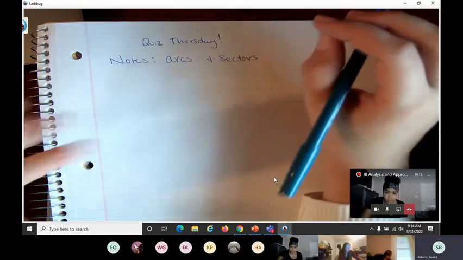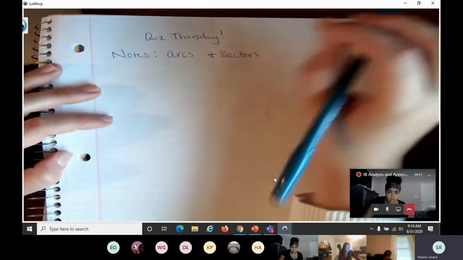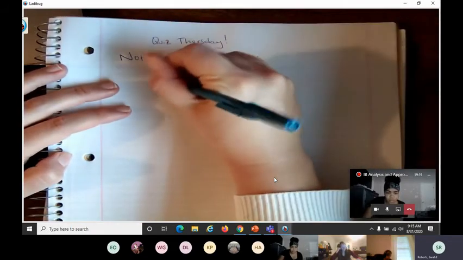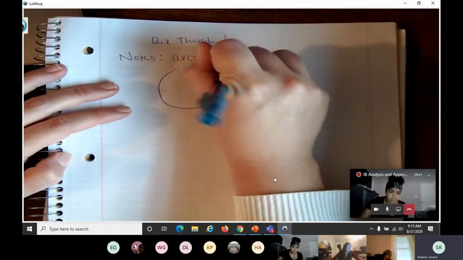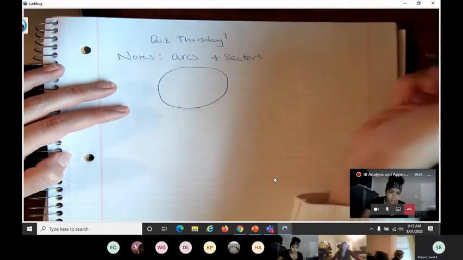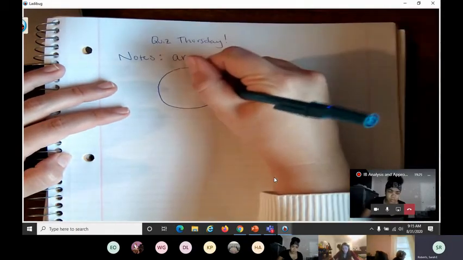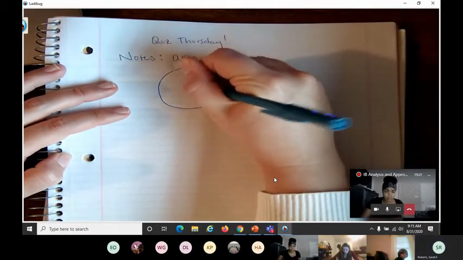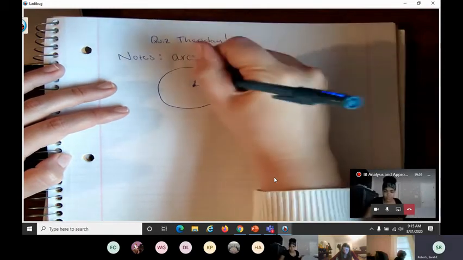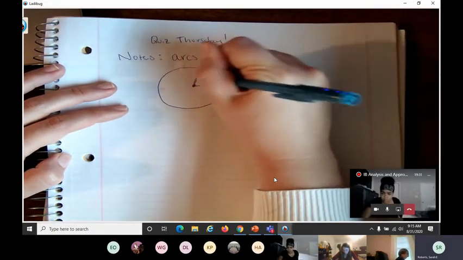Okay, so when we talk about arcs and sectors, we are talking about arcs and sectors of circles. So draw a circle at the top of your paper. And a sector is like a section of your circle. So this is a sector.